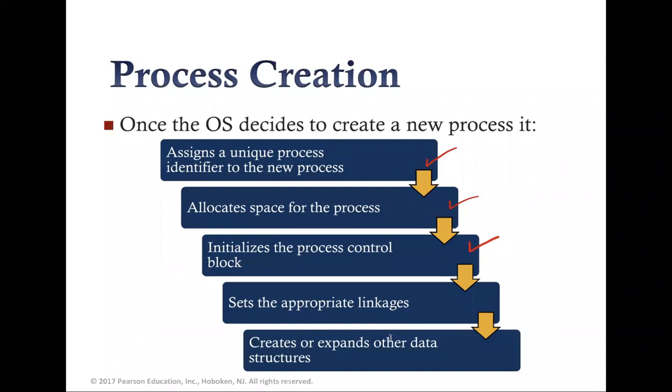After the process control block is initiated, we would like to set the appropriate linkages. For example, if the operating system maintains each scheduling queue as a linked list, then the new process must be put in the ready or ready suspended list, based on the conditions the process has been created for. Finally, we create or expand other data structures. For example, the operating system may maintain an accounting file on each process to be used subsequently for billing and even for performance assessment purposes.